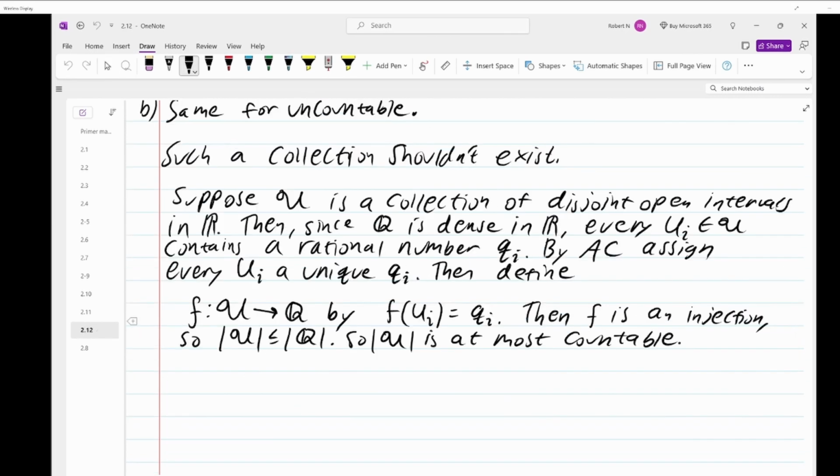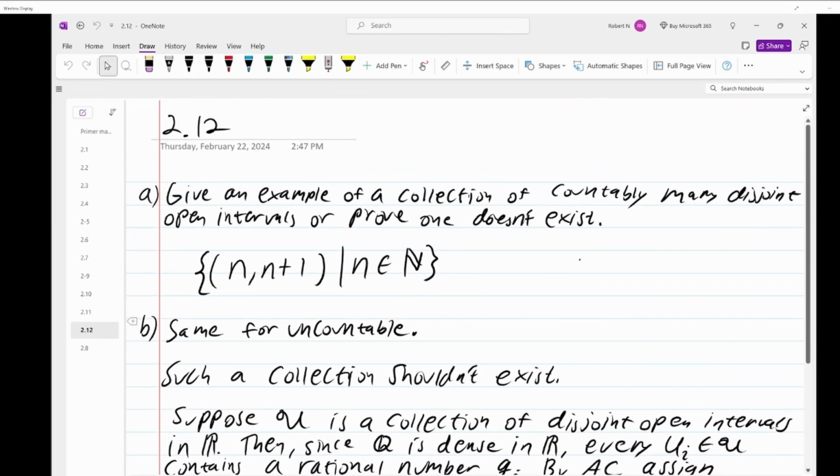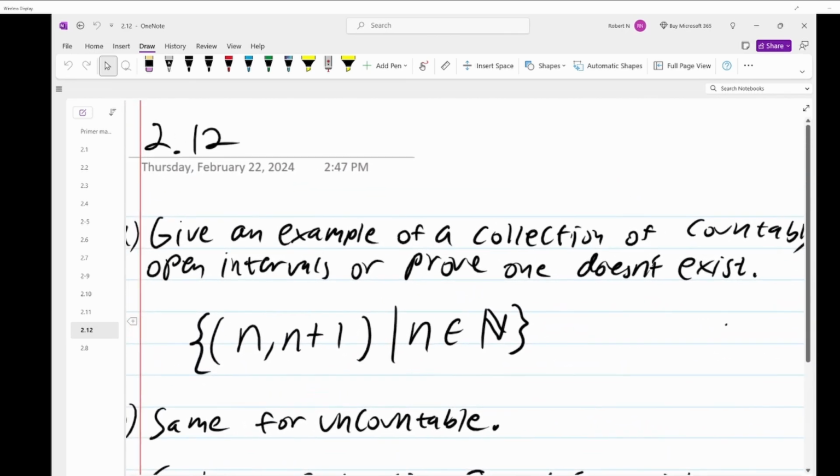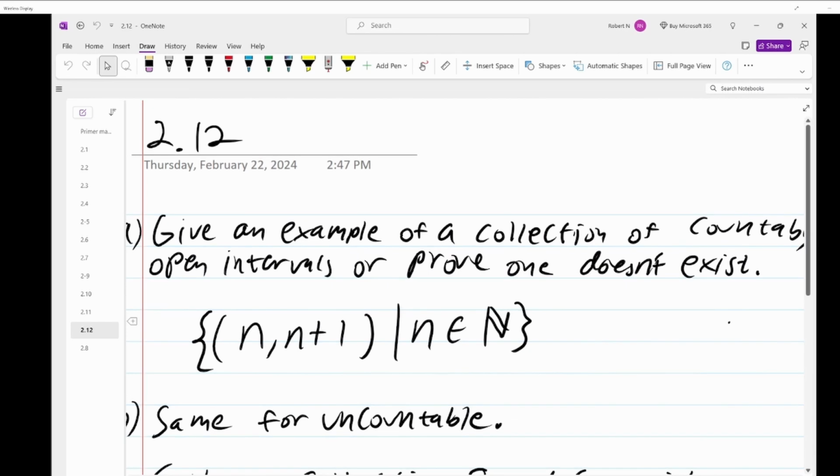2.12 is interesting. Give an example of a collection of countably many disjoint open intervals, or prove that one doesn't exist. So for this, I just took every open interval from a natural number to the next one. Those are all disjoint because they're open intervals. Yeah, this could be literally anything less than 1. This could be a 69th for all I care. Hell yeah. But 1's fine.